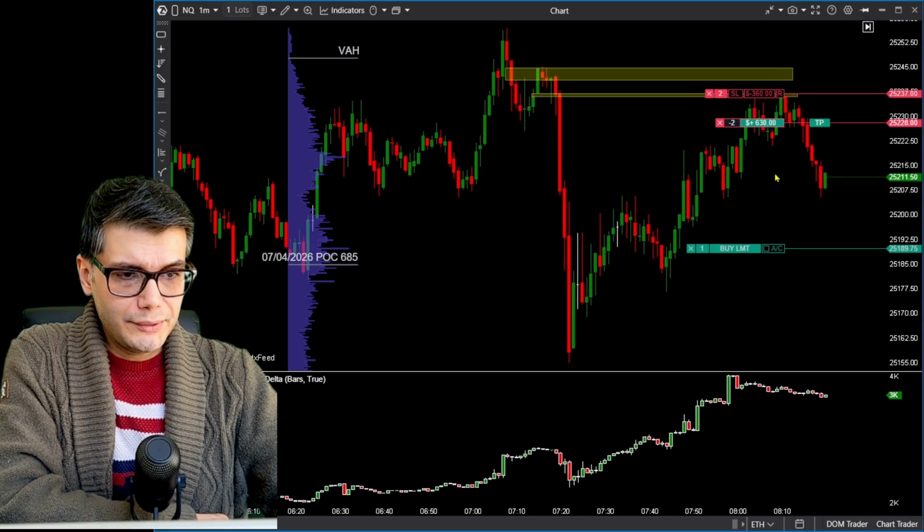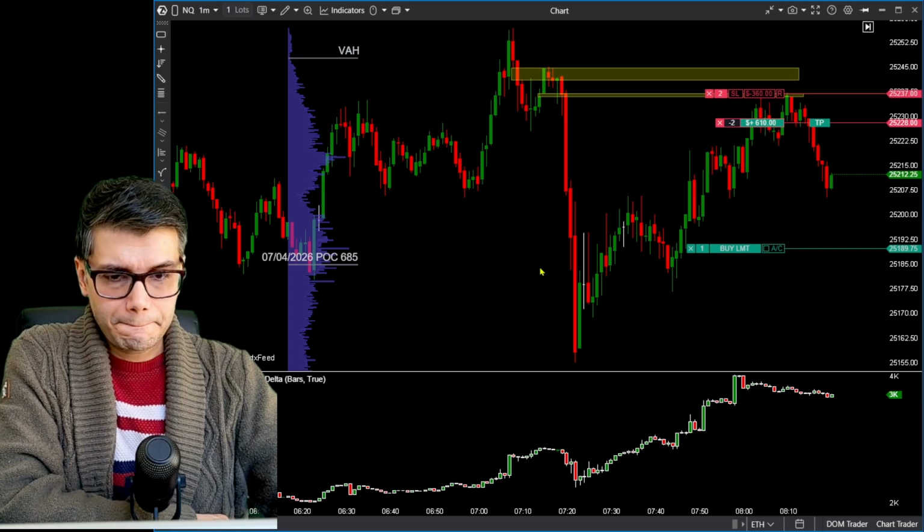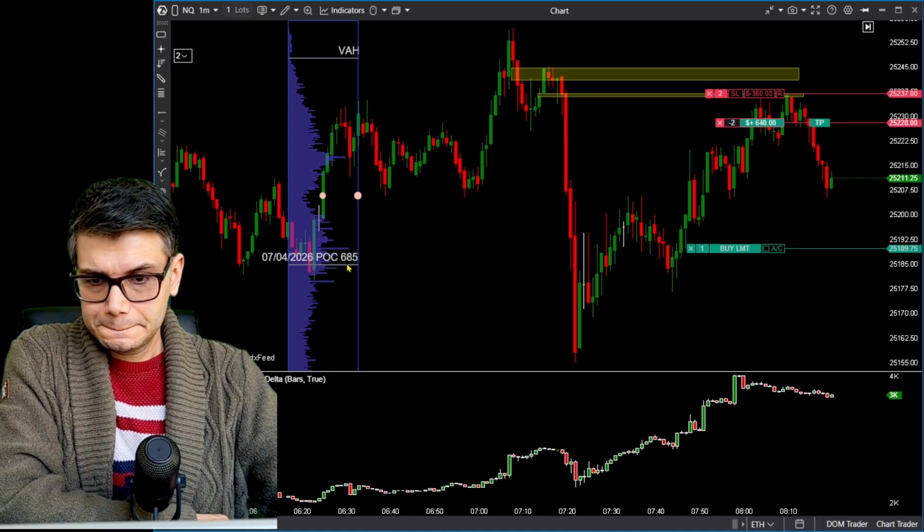Now, as you can see, the price is having a dip. The risk to reward is very decent. It's more than 2. The point of control is at 25,189.